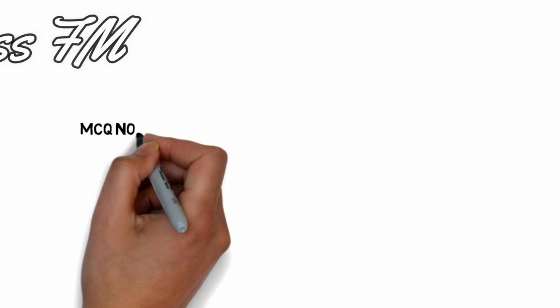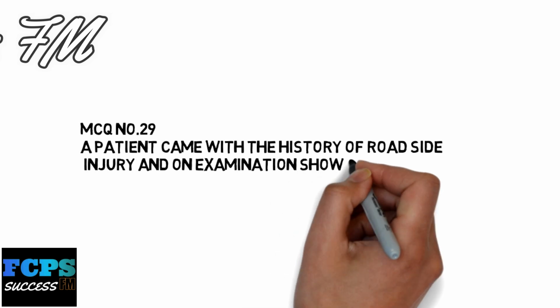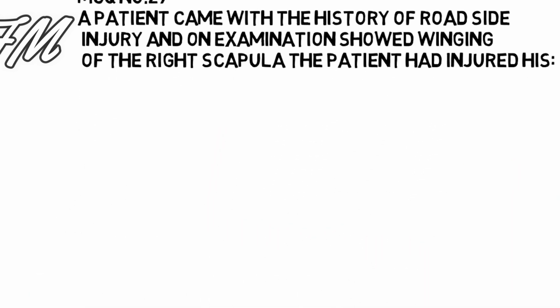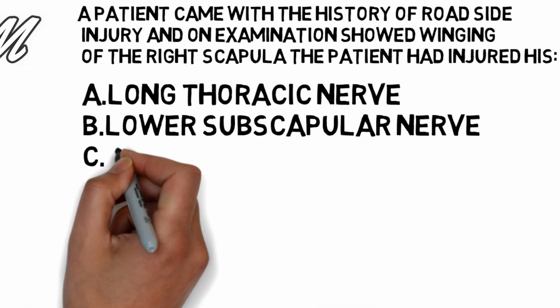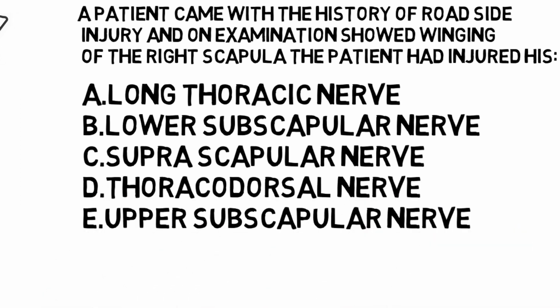Question number 29 is a patient came with history of roadside injury and on examination showed winging of right scapula. The patient has injured his option A is long thoracic nerve, option B is lower subscapular nerve, option C is suprascapular nerve, option D is upper subscapular nerve.